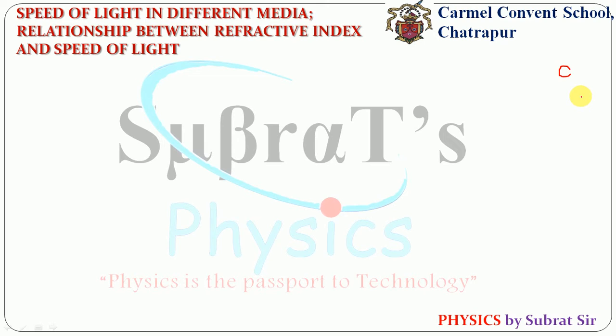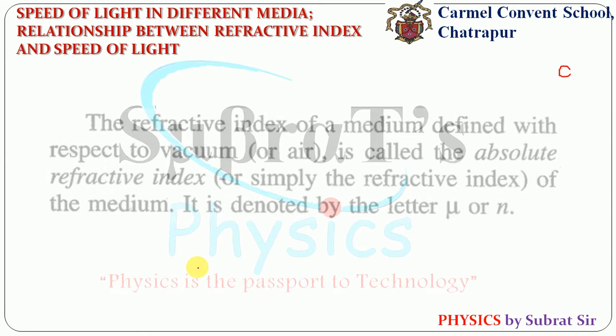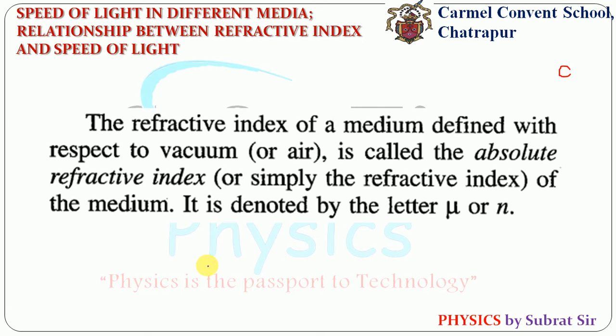In other transparent media, the speed of light is less than that in air or vacuum. We know that the speed of light is maximum in vacuum and a little less in air, but these two are approximately equal. The refractive index of a medium defined with respect to vacuum or air is called the absolute refractive index, or simply the refractive index of the medium.